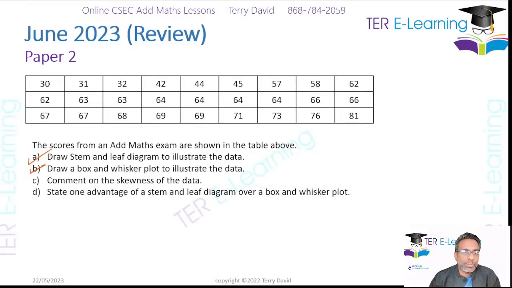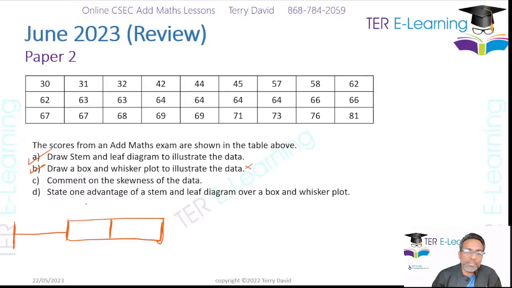The next thing that we want to do here, we want to draw a box and whisker plot to illustrate the data. Now, a box and whisker plot basically is a 5-number summary diagram. So there are certain pieces of information I need to determine first before I can do this. To draw a box and whisker plot, this is what it looks like. You have a box. The box has one number here, a number here, a number here. So that's 3 numbers. And it also has your minimum value and your maximum value.